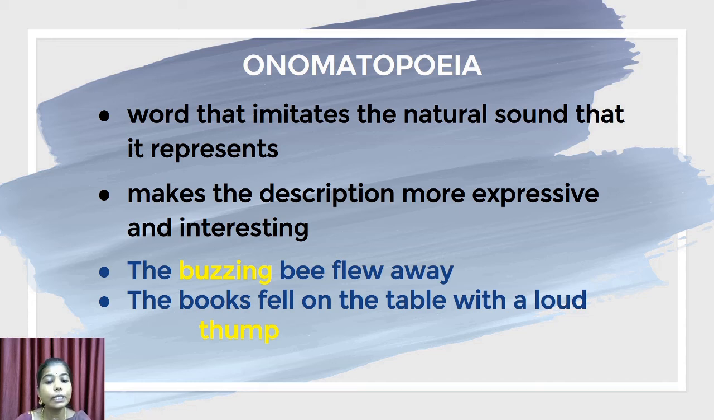For example, the buzzing bee flew away. In this particular sentence, the usage of buzzing is an extra thing. Without the usage of buzzing itself, the sentence is complete: the bee flew away. But by using buzzing, there is an extra effect upon this sentence. The same thing goes with the next example. The books fell on the table with a loud thump. So the books actually fell. The falling of the books is described using the word thump. That falling sound is described here using the word thump. So in these 2 examples, buzzing and thump are onomatopoeic words.